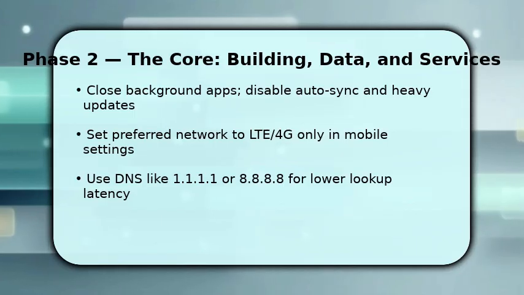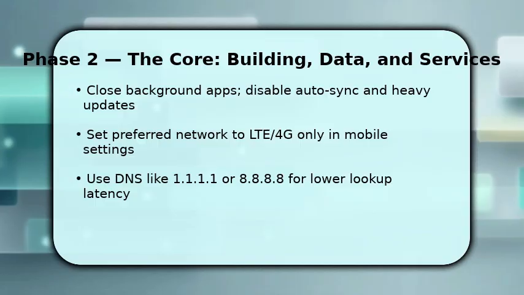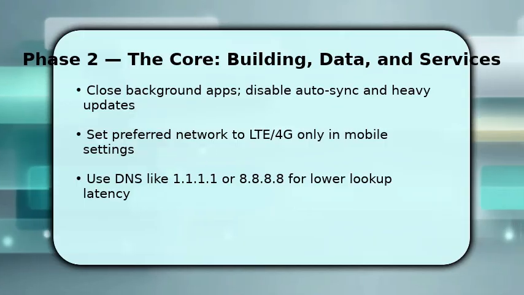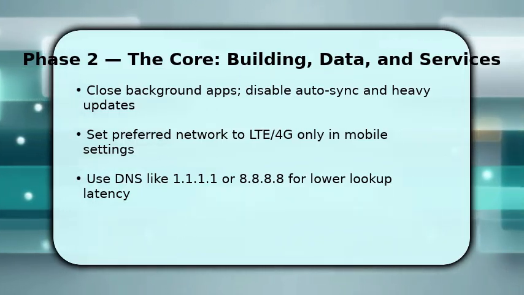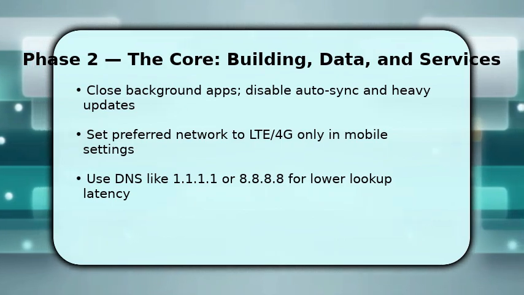Then set preferred network to LTE or 4G only to avoid unnecessary switching to slower 3G. Also change DNS to a low-latency resolver such as 1.1.1.1 or 8.8.8.8. This reduces page lookup time and often feels snappier when web pages load.